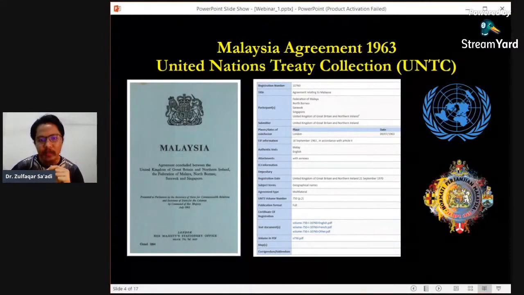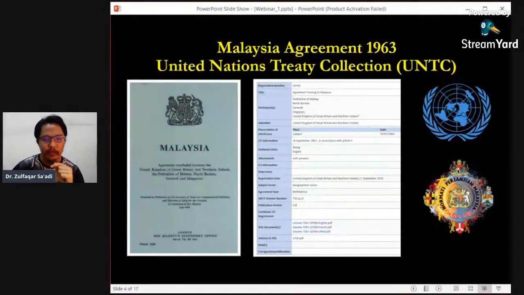The agreement type is important, and we all must understand it. The agreement type of Malaysia Agreement is multilateral. It is not a unilateral agreement. If unilateral, it's between two parties only. But a multilateral agreement is between more than two. So we have the Federation of Malaya, North Borneo, Sarawak, Singapore, and the United Kingdom. There are 5 participants, so it is a multilateral agreement. There is some crucial information that you must understand. A unilateral agreement will have a different standing, and a multilateral agreement will have its own standing as well. You can download this from the United Nations Treaty Collection.